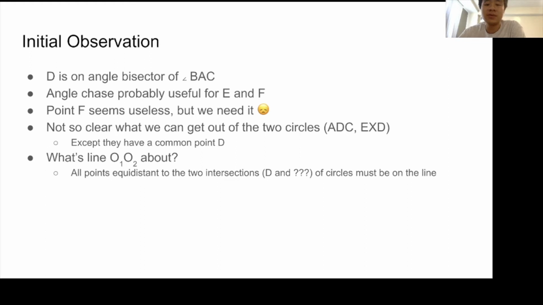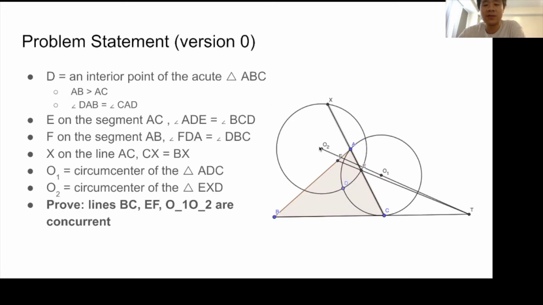And there are also two circles, ADC and EXD, that seem pretty random, which is also why this problem is hard, because it's not clear how you are going to make use of them. And finally, how are you going to prove that some point lies on the line joining the two centers?